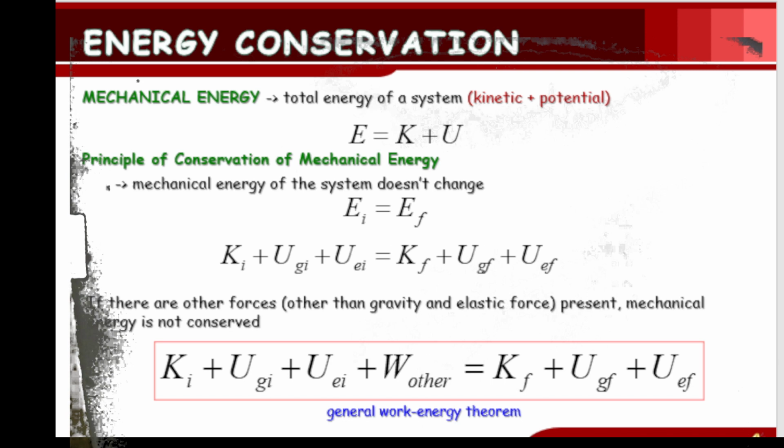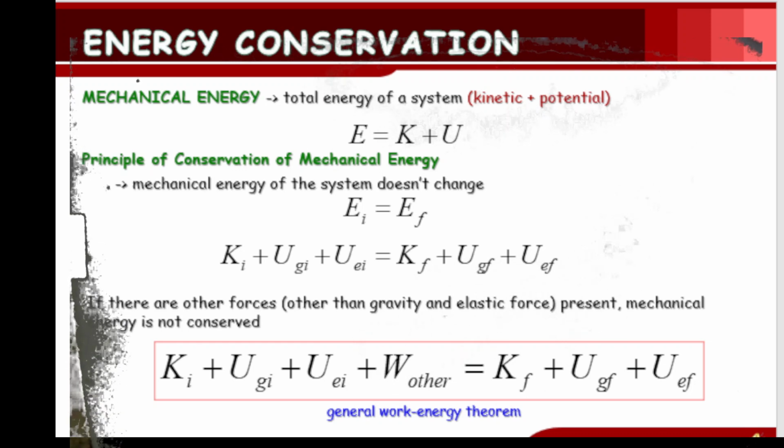Okay, so this will now be our general work energy theorem. We have initial kinetic energy plus initial gravitational plus initial elastic. We will be adding on the left side of the equation the work done by that other force.